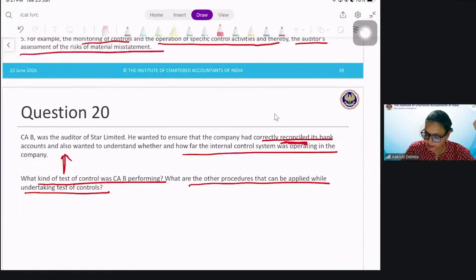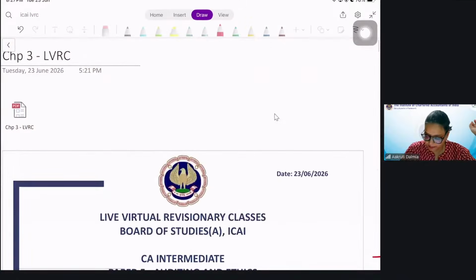Re-performance. Students, the answer is re-performance.